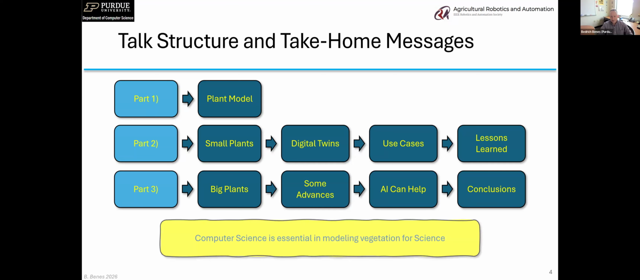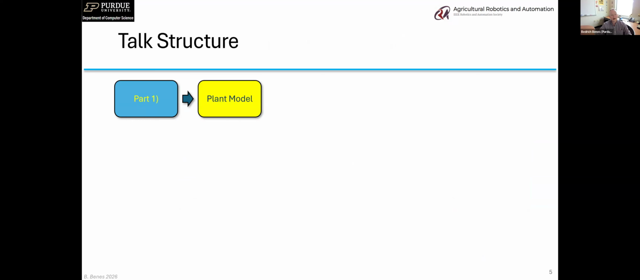And the take-home message is that computer science is essential in modeling vegetation for science. I believe that people in biology and ag can really benefit from what people in computer science do. And I believe that people in computer science really need biologists and people in agriculture to learn something about the way we model these things. So let me move to the first thing.